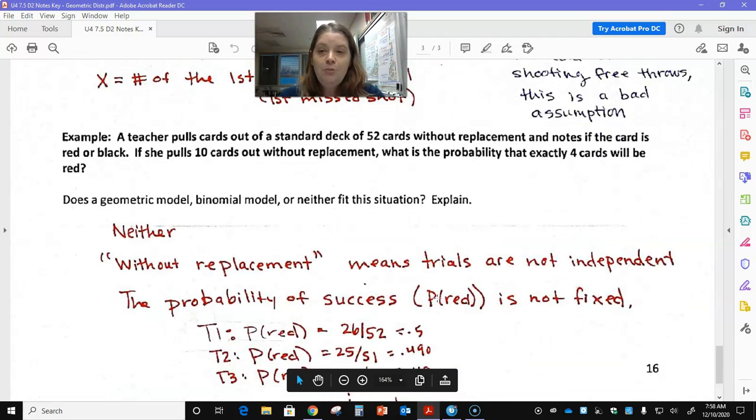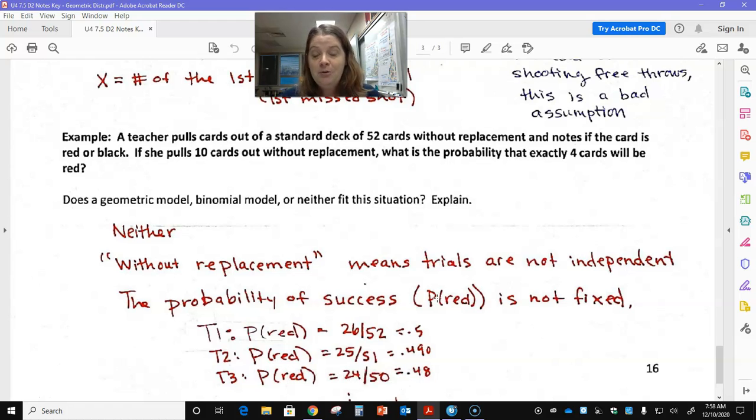A teacher pulls cards out of a standard deck of 52 cards without replacement and notes if the card is red or black. If she pulls out 10 cards without replacement, what's the probability that exactly 4 cards will be red? Does a geometric, binomial, or neither fit this situation, and explain? First off, is there success and failure? We're looking for red, so red and not red, that feels binary. Is there a fixed number of trials? Yes, 10. Fixed number of trials feels binomial instead of waiting time, geometric. So right now we're at the binomial.